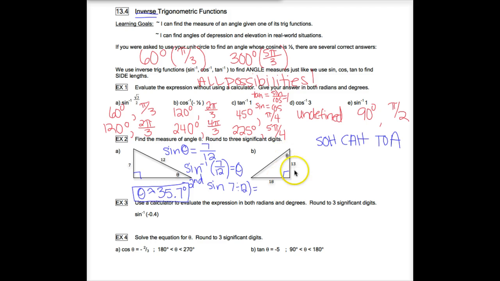All right, I would like for you to set up the appropriate trig ratio here to solve for theta in example 2b. So pause it for a second, try to solve this, and then come back to check your work.